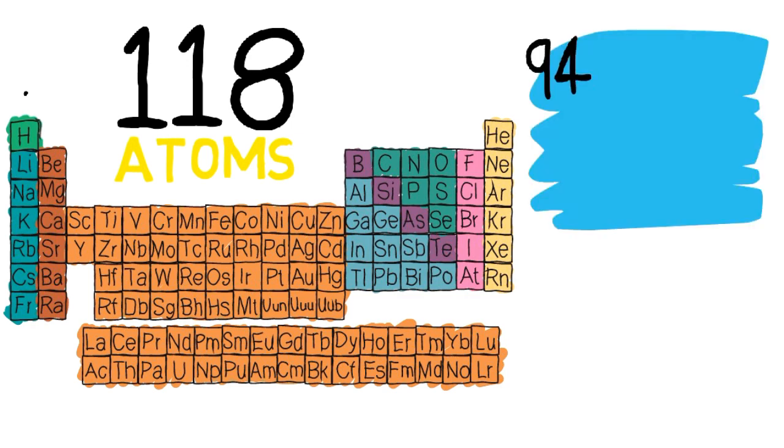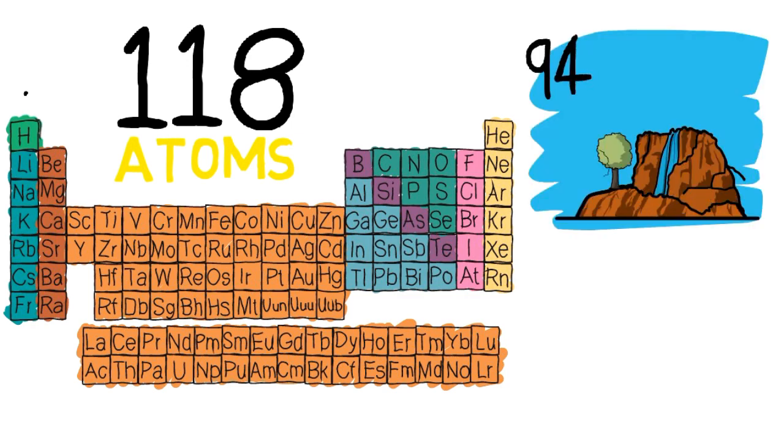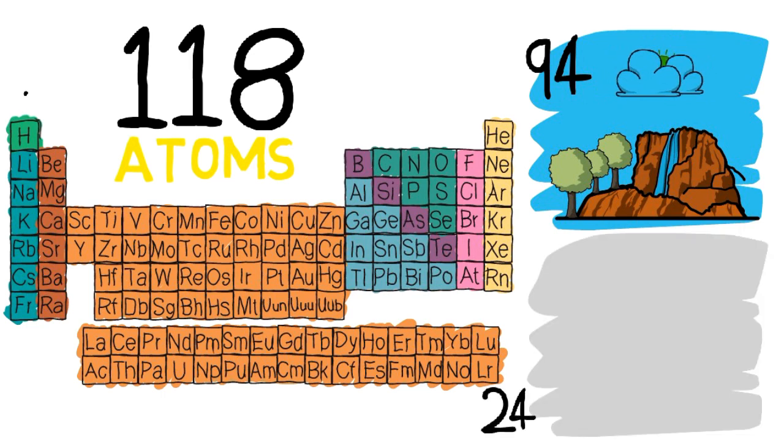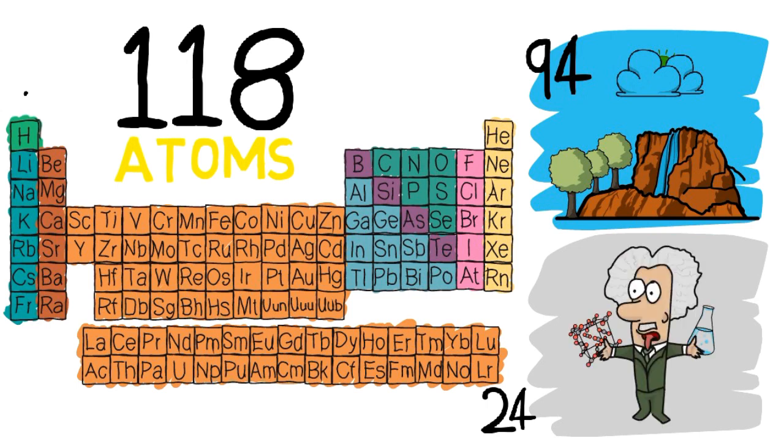Out of these, 94 occur freely in nature. They were created by the universe in the last 100 million years. The remaining 24 are synthetic elements. These were created by scientists in the lab and they are not found in nature. We are only going to focus on 18 atoms for now.